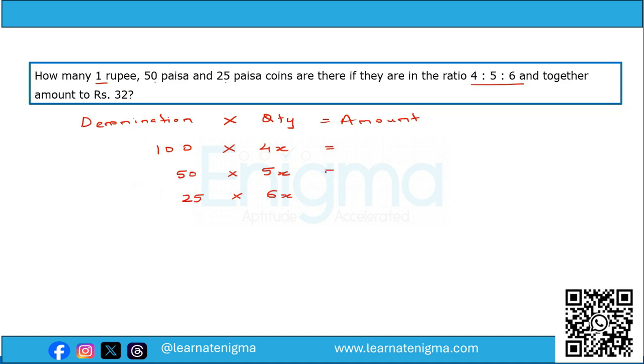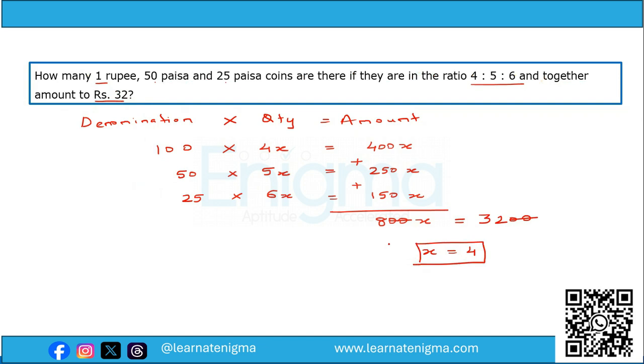So if we multiply, the respective amounts come out to be 400x, 50 into 5, that is 250x, 25 into 6, that is 150x. So if we add all these, we get 800x. Now we are given that together they amount to rupees 32. Now as we have converted everything into paise, we'll have to convert 32 also into paise. So 800x is equal to 3200. So therefore zeros get cancelled out. We get x is equal to 4.